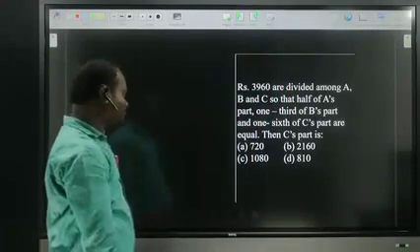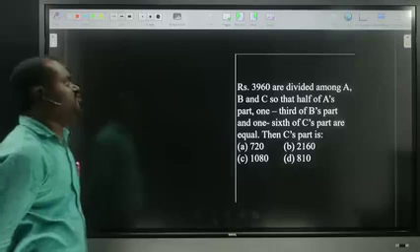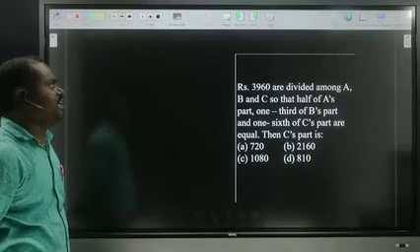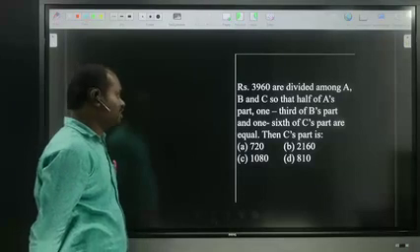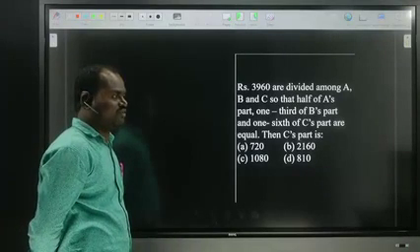Now try this once. 3960 is divided among A, B, C so that half of A's part, 1/3 of B's part and 1/6 of C's part are equal. Then C's part is. Try this.